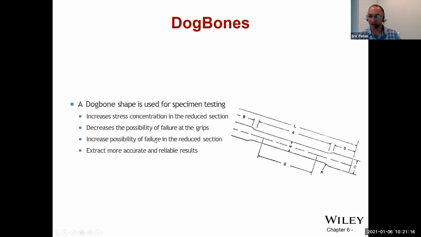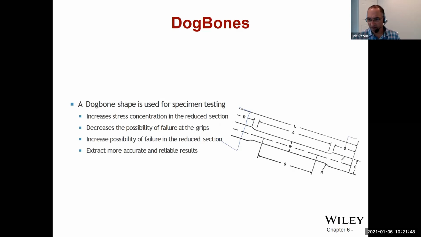So these are called dog bones. This ensures that you have an increased stress concentration in the reduced section and decreases the possibility of failure at the grips, which you're going to be gripping. Your grips are going to go right in this region here. You're going to grip it here, and you're going to grip it right here.